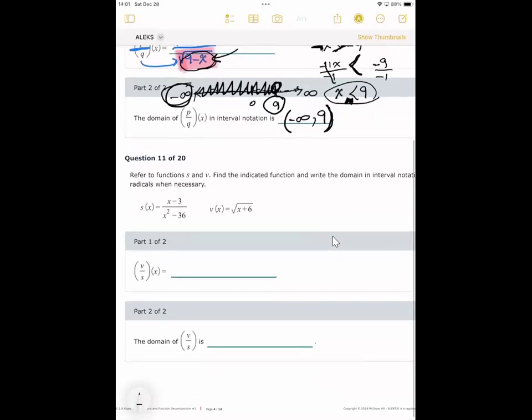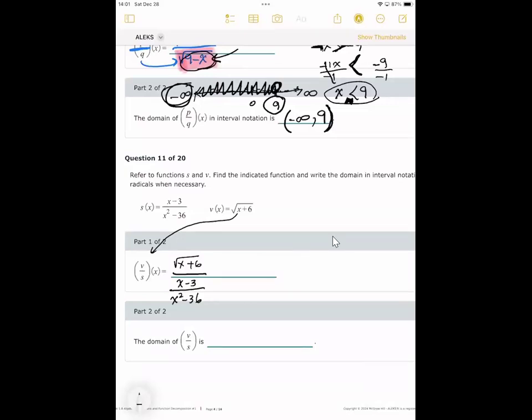Next problem says, find v over s. This is v, the square root of x plus 6, over, this is our s, x minus 3 times x to the power 2 minus 36. You can write the answer like that. This is not acceptable because you have to simplify.